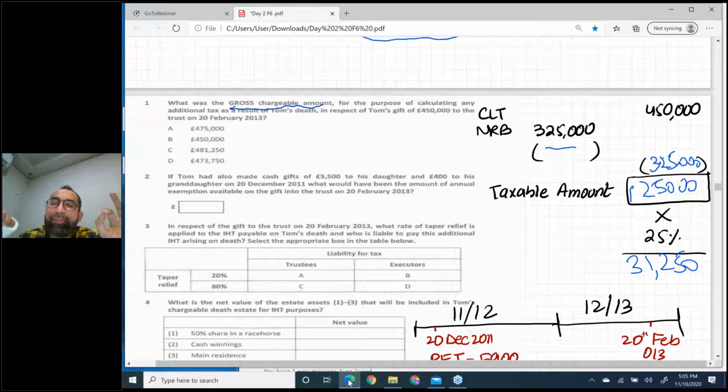Just simply add it to 450,000 and you will get the gross. So 450,000 plus this 31,250 becomes 481,250. This is the answer. 481,250 is the answer, right?